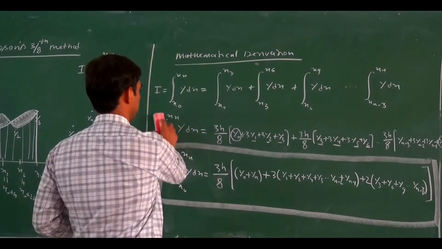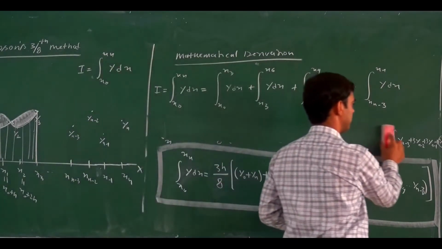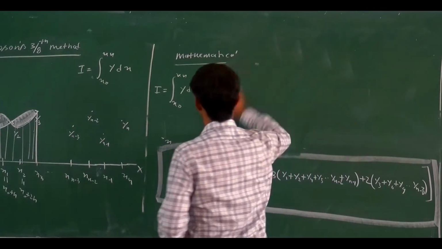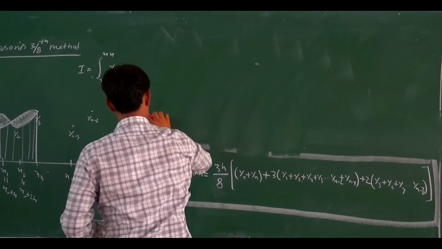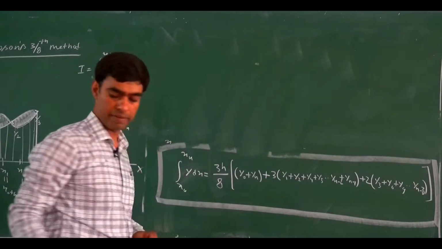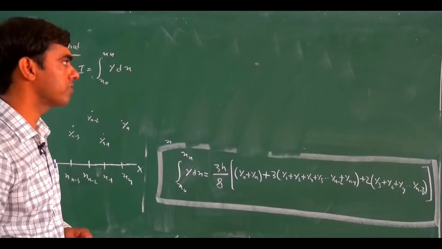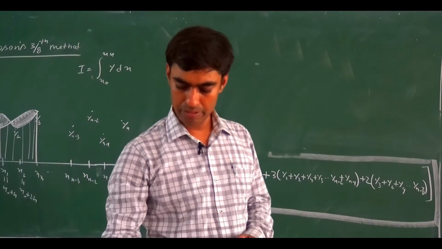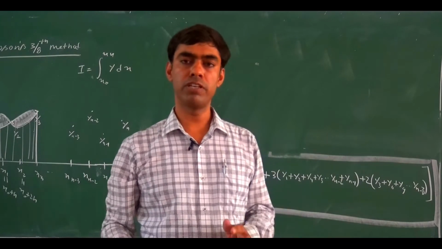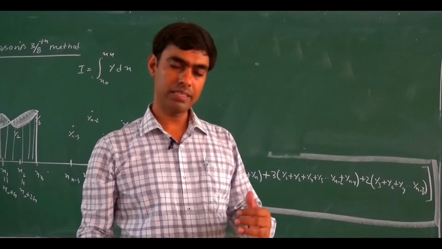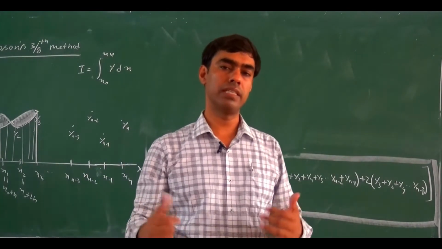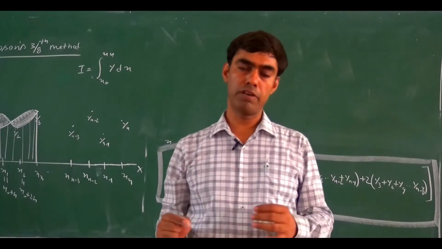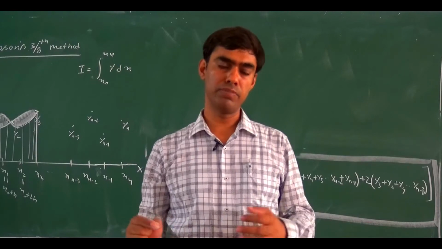This one is the mathematical derivation of the Simpson 3/8 formula. Now, what is the error? In the first step, I am not going to derive the formula of error, as in a previous lecture we derived the error formula for the Simpson 1/3 method.